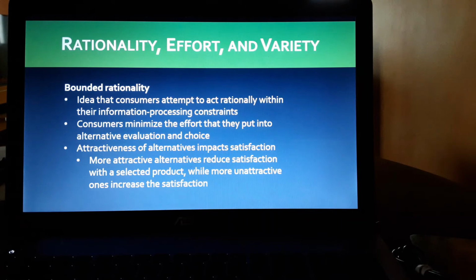So attractiveness of alternatives impacts the satisfaction. You can look at whether or not, I guess it kind of comes down to expectation, like how much do you expect from a product? So if a product isn't really very attractive to you, but you get it and you love it, then it's going to probably increase satisfaction, if that makes sense. Then the reverse as well.